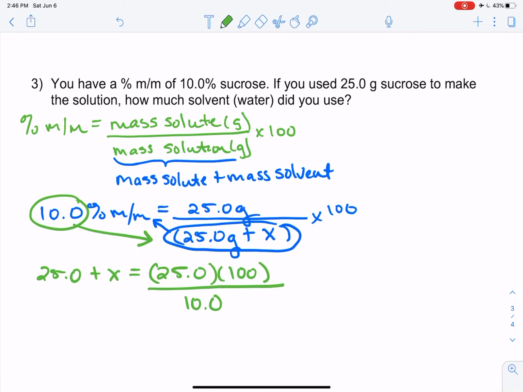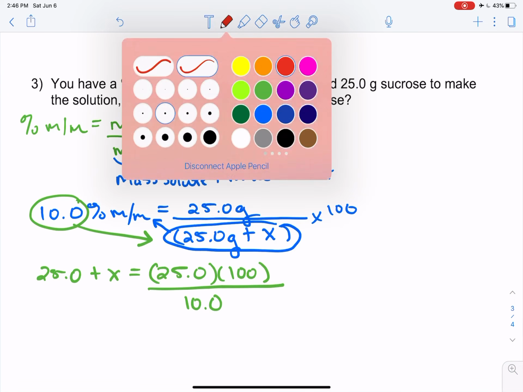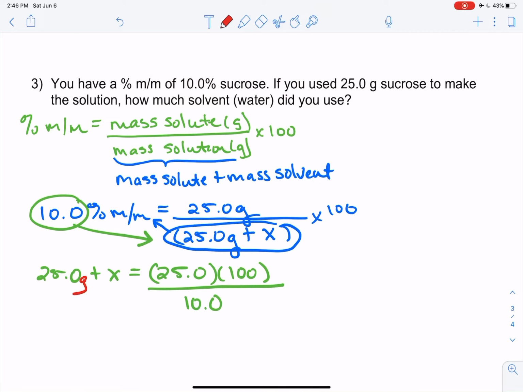Now, if we are keeping our units, what we'll find is that we have grams here, and we've got grams here, and we've got grams over grams here. Just in case you were wondering where those went, they didn't go anywhere. I was just trying to show you the movement of the numbers without putting all the other stuff in.